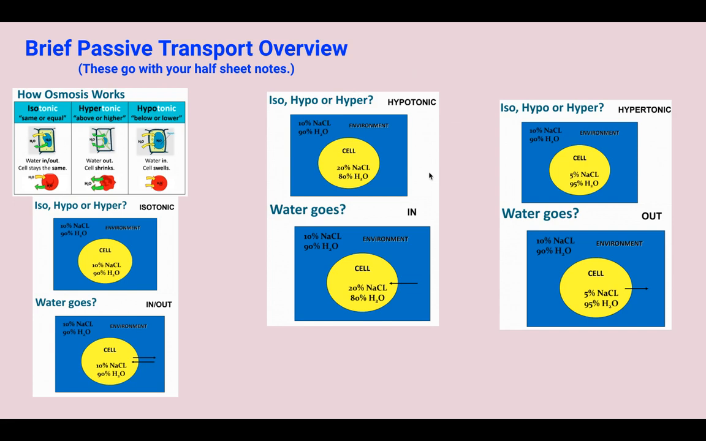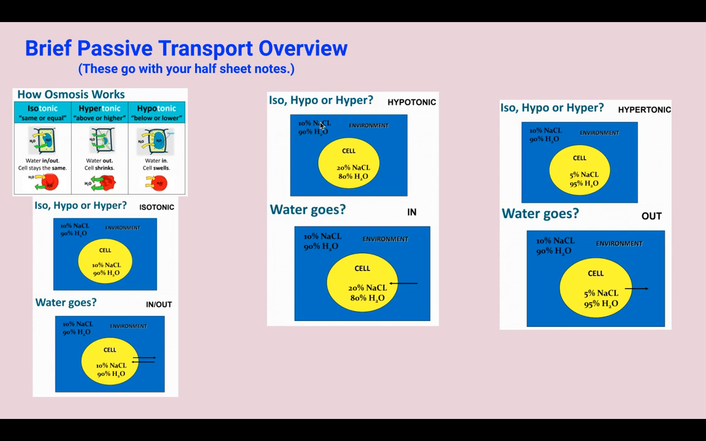This is our next little example over here. Isotonic, hypotonic, or hypertonic? We're looking at 10% salt in the environment, and inside of our cell, we have 20% salt. So here's how you can name this. You're looking at the solution on the outside of the cell. Is 10% higher or lower than 20%? It's lower, which means that this is a hypo, meaning low solute, hypotonic solution.